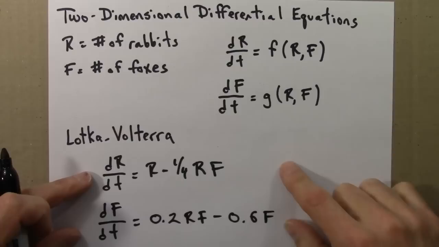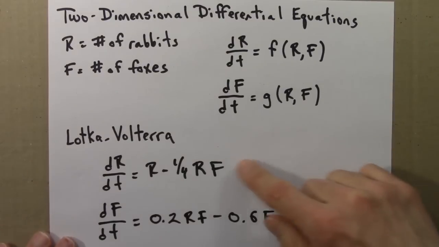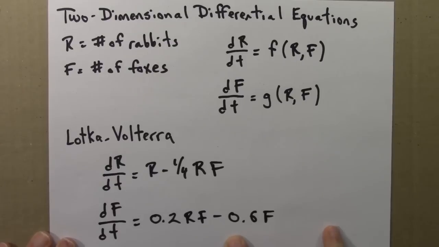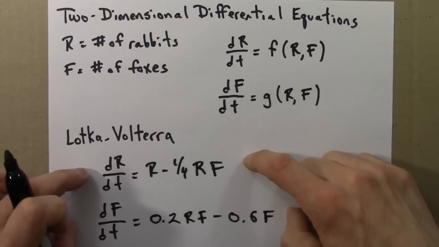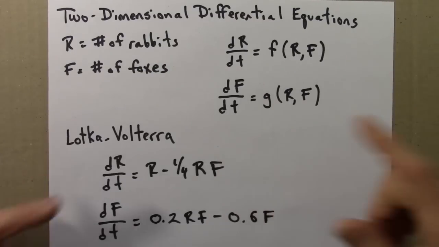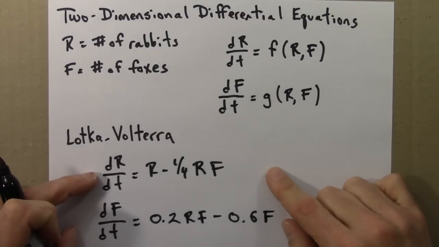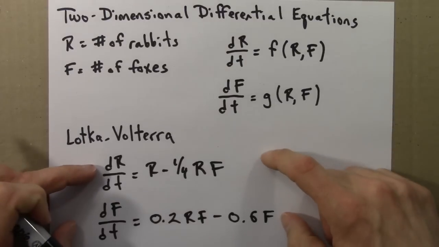So in an optional video in this subunit, I'll give a rough derivation of where this comes from, a loose argument for why we might expect to have terms like this. For now, let's just accept this as a model. We'll try to understand it and consider it as a mathematical object.